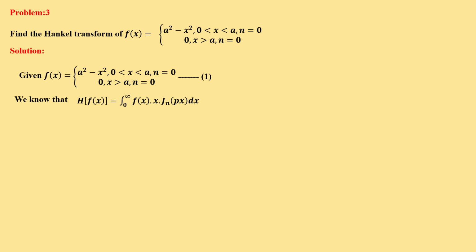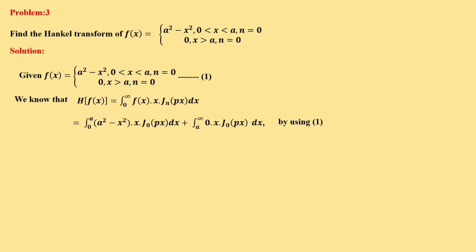We know the Hankel transform of f(x) is the integral from 0 to infinity of f(x) times x times Jn(px) dx. We are going to split the integral into 2 according to the given function. So 0 to a is the first integral. In this case f(x) is a² − x², so the integral from 0 to a of (a² − x²) x J0(px) dx, because given n = 0, we replace Jn(px) by J0(px), plus the integral from a to infinity. For x greater than a, the value of f(x) is 0, so the integral from a to infinity of 0 times x J0(px) dx.